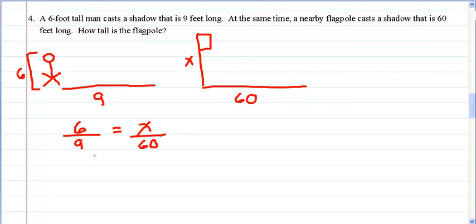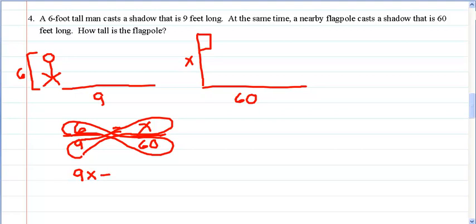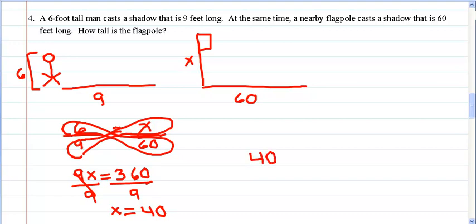And once you have your proportion set up, you just cross multiply. And I always start with the product that has the variable. So 9 times x is 9x, and then 6 times 60 is 360. So that when I divide both sides by 9, the 9's cancel, and I get x is equal to 40. So since this is a word problem, and they're asking us for how tall the flagpole is, I would write 40 feet.